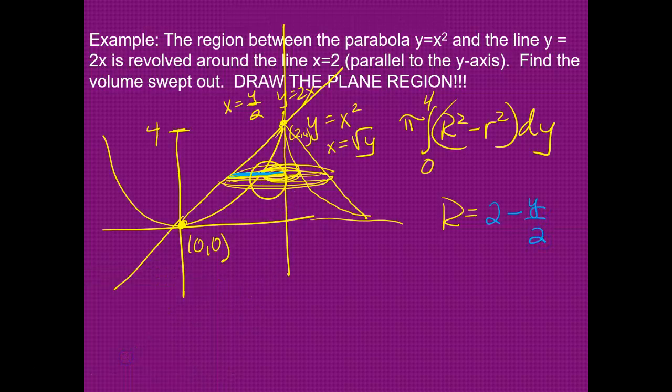And now I need to find my inner radius. That's this distance right here. Let's use orange. This distance right here. And again, I'm using right minus left, so that's going to be 2 minus the square root of y. I will plug both of those things in, square both of them, and then integrate.